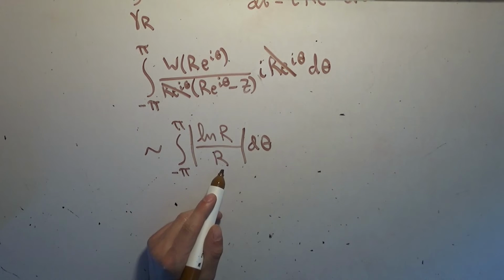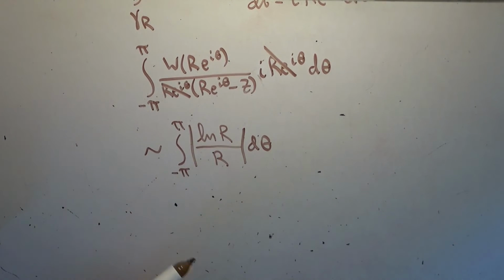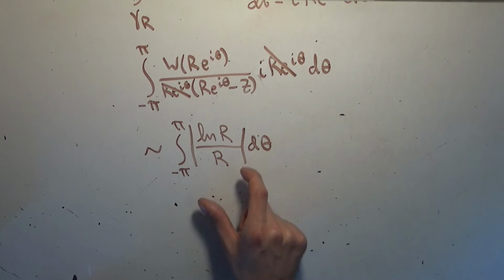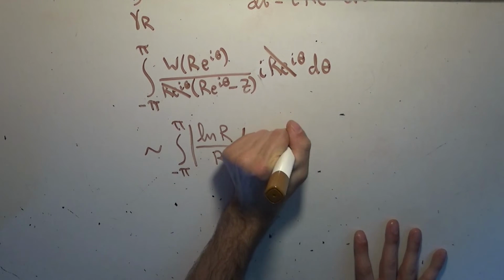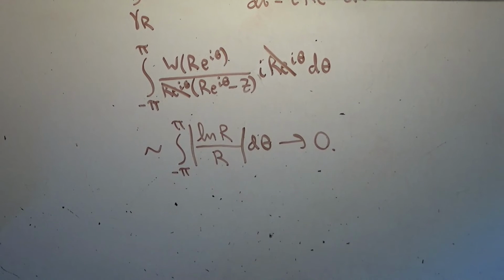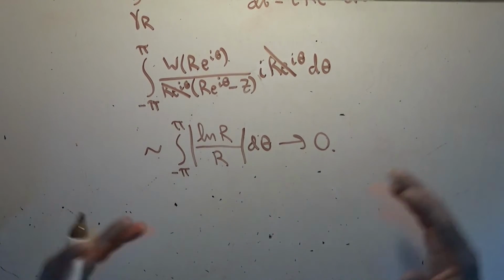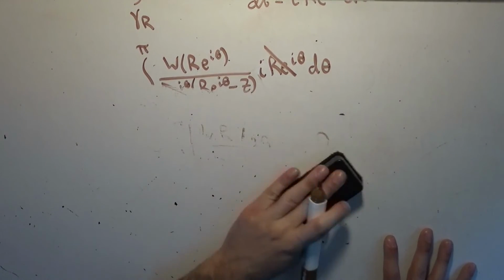And because r as a linear function grows much quicker than ln of r as a logarithmic function, the size of the integrand is going to go to 0, which means any integral over something that goes to 0 is also going to go to 0, so this goes to 0. That's essentially the argument as to why the large circle goes to 0. So that's the first part.